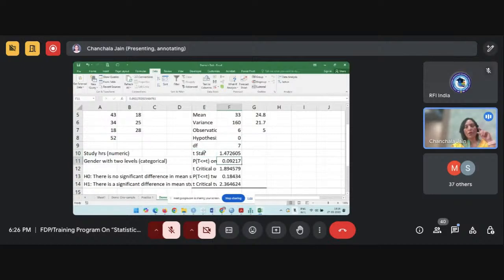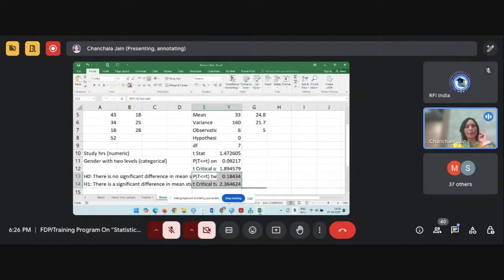Now, if your hypothesis is made for the one tail test, you will go with this P value and this T critical value. But if your hypothesis is of 2 tail tests, you should go for this P value and this T critical value, right? So the hypothesis which we have formulated is for the 2 tail test, right? So we will select these 2 and make my comparison on the basis of these 2. So the P value is 0.18, which is greater than 0.05. If this is the case, what should I do?